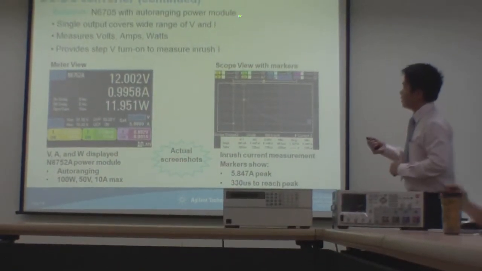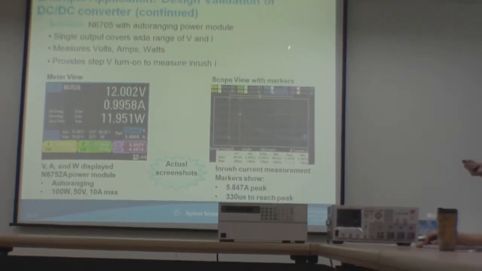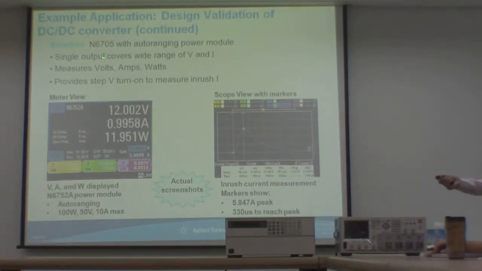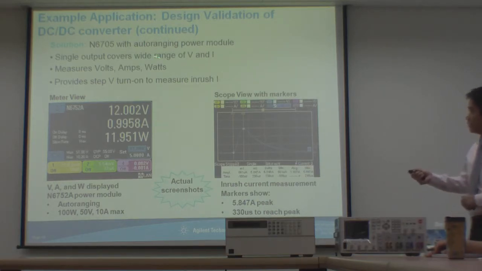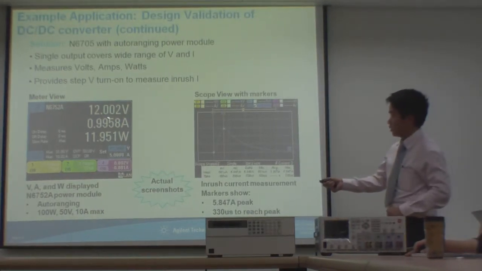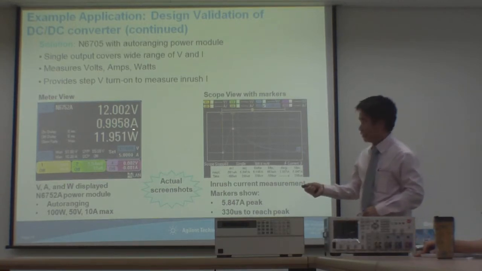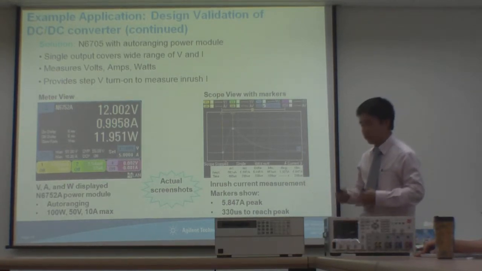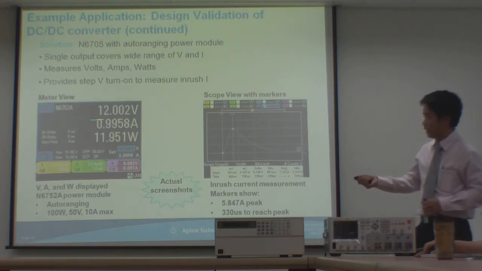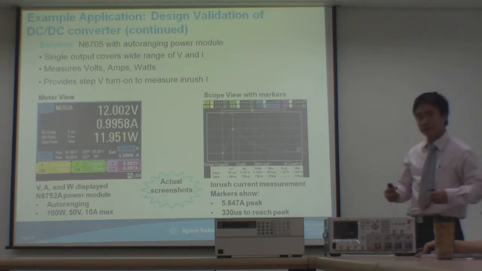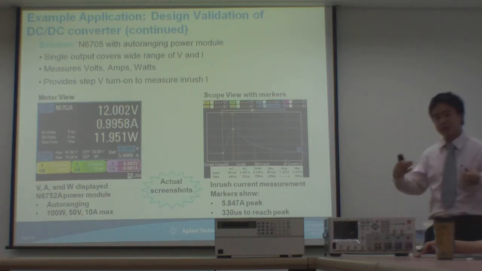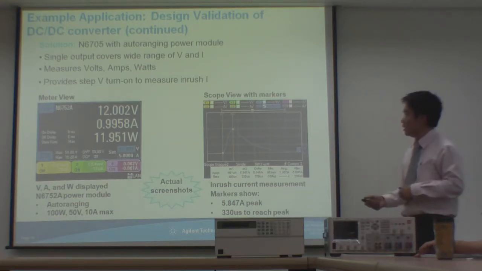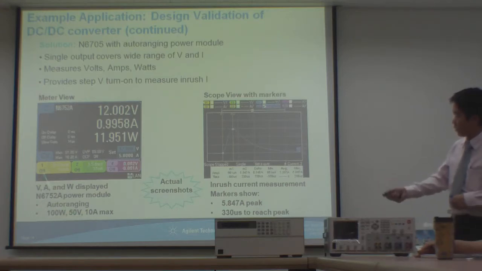So this is auto ranging we just talked about, and the value obviously is you cover a really wide range of voltage and a really wide range of current, and you can measure voltage, current, and also power. Usually when you're doing converter testing, you're interested in measuring power, because power gives you the efficiency of what you're putting in and what you're getting out. That's the power efficiency measurement. You can see all of this data on the front screen.